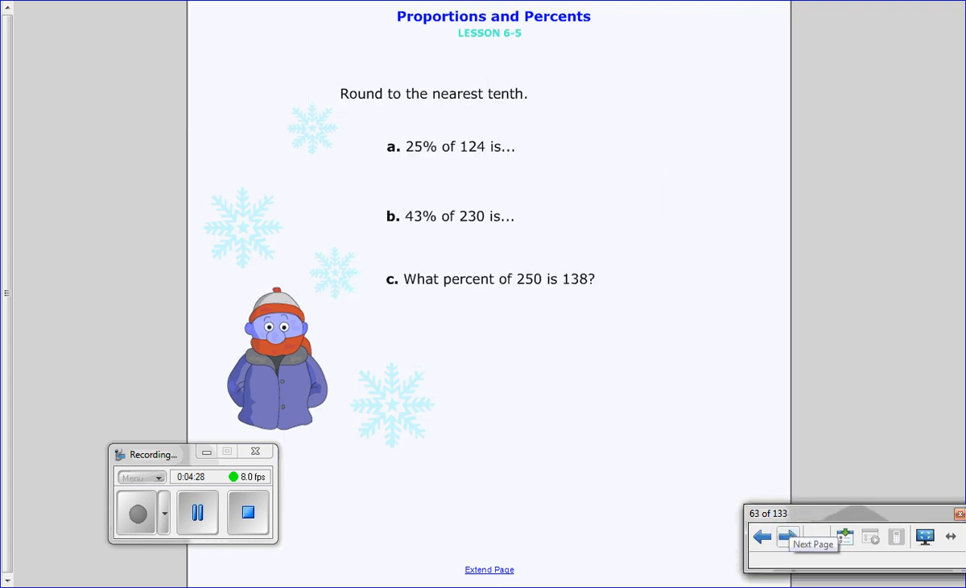Now it's your turn. We have A, B, and C for you to do here. Go ahead and solve these problems, and when you're all done, come back and check your answer. Go ahead and do that now. All right, let's check your work then.